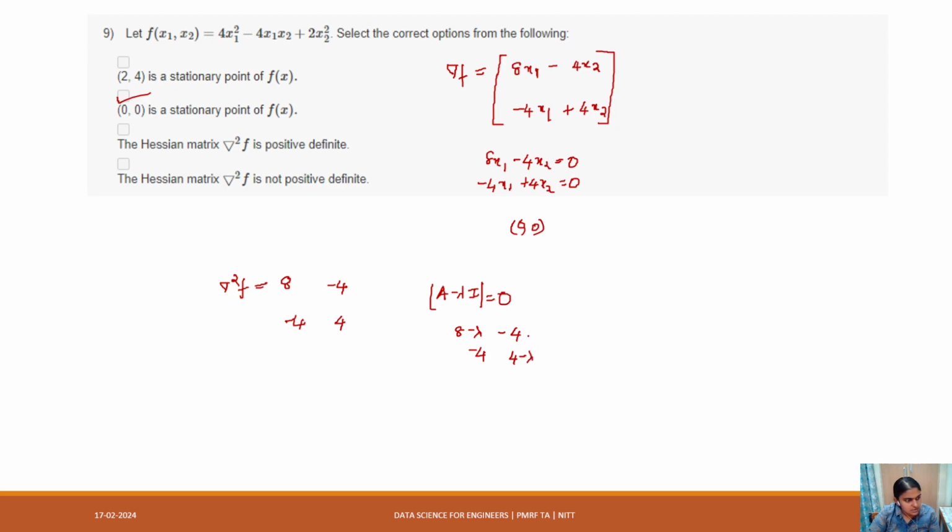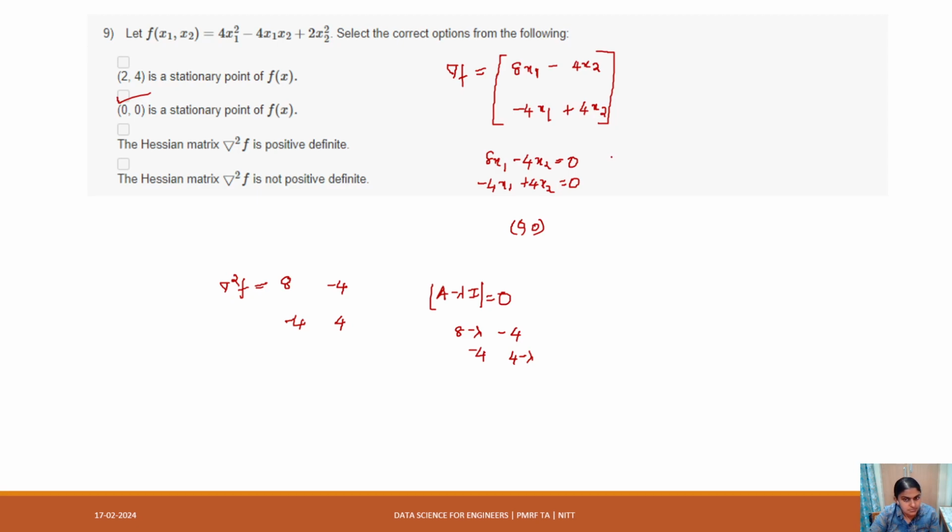You'll be getting 8 minus lambda, minus 4, minus 4 and 4 minus lambda. Gayatri Devi, ma'am, why have you raised your hand? Yes, ma'am, I have a doubt. When you solve these two equations, 8x1 minus 4x2 will give rise to a condition 2x1 is equal to x2, and the second one will give rise to x1 is equal to x2. How did you reach this solution, 0 comma 0?